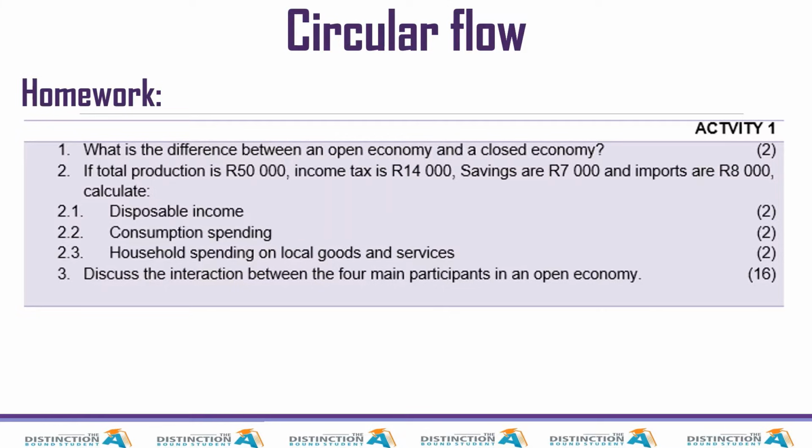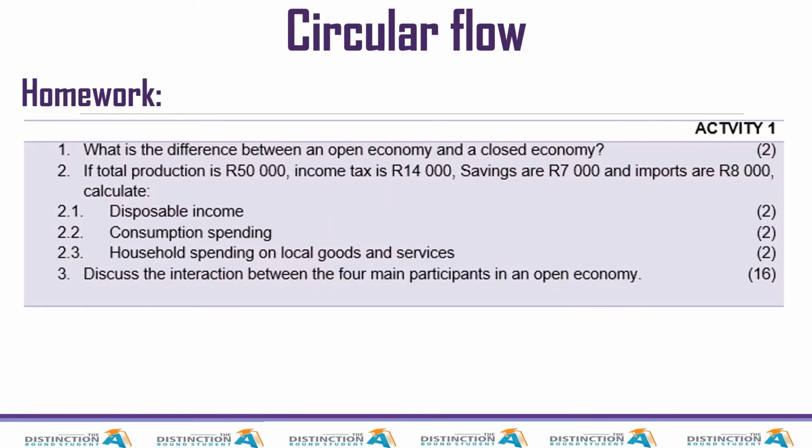In the previous lesson I gave you this homework, activity 1, and so we start the lesson by revising this. The first question is, what is the difference between an open economy and a closed economy? An open economy is a country that trades with other countries, and a closed economy is a country that does not trade with other countries.